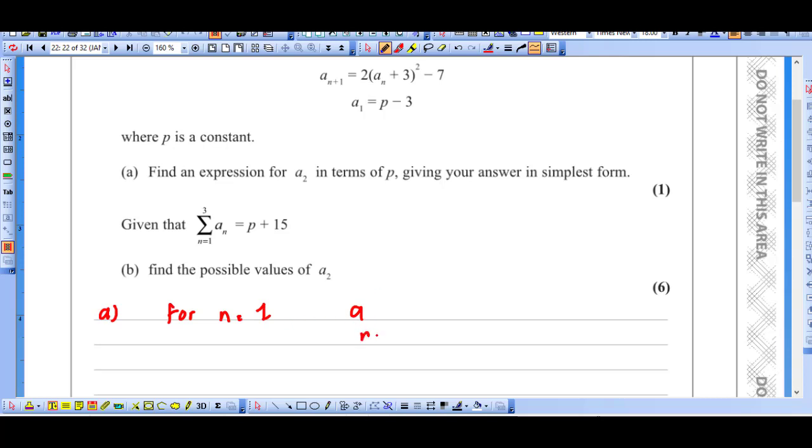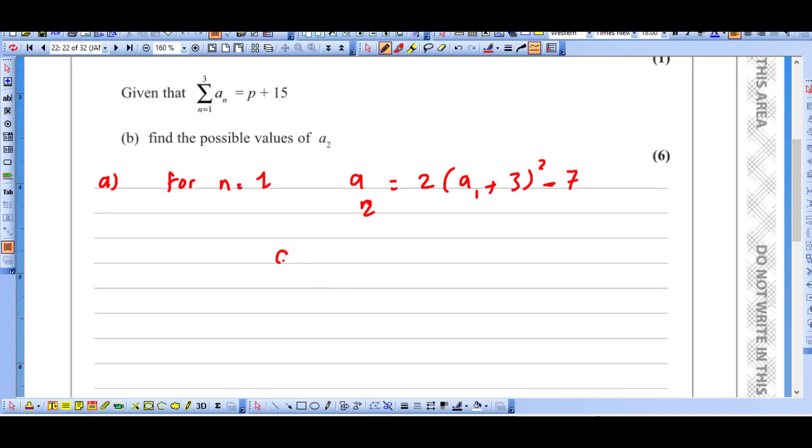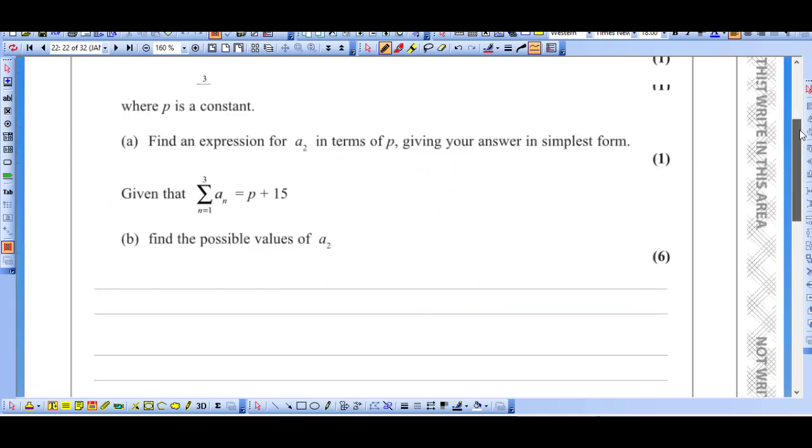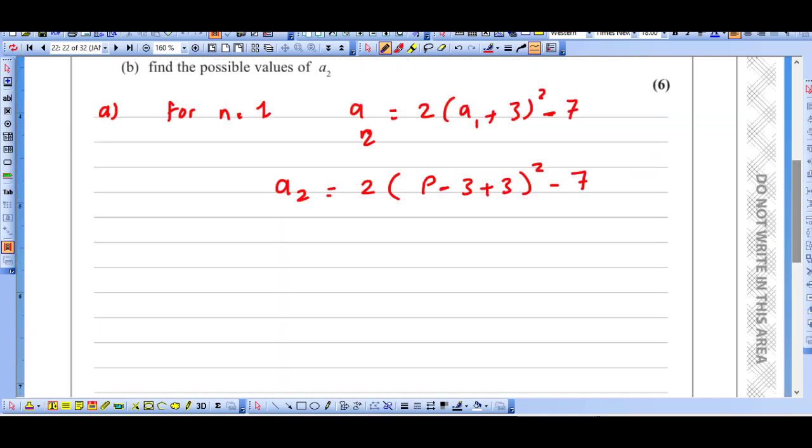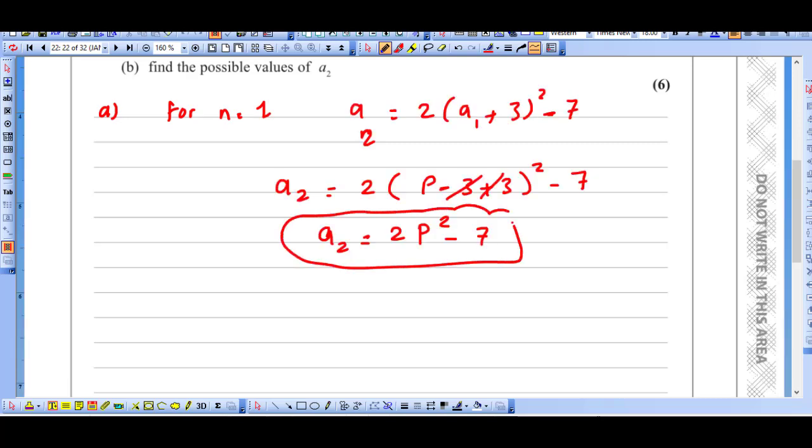n plus 1, 1 plus 1 is equal to 2. So A2 is equal to 2 A1 plus 3 all squared minus 7. A1 is B minus 3. So A2 will equal 2 times (B minus 3) plus 3, squared, minus 7, because A1 is equal to B minus 3. So this part simplifies, and A2 is equal to 2B squared minus 7. And this is the answer to the first part.